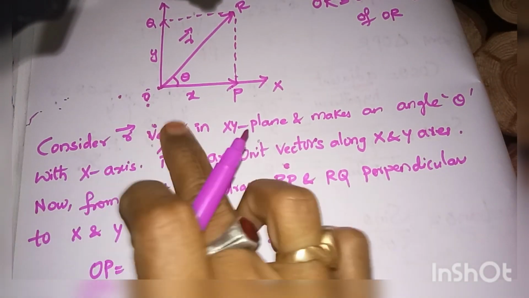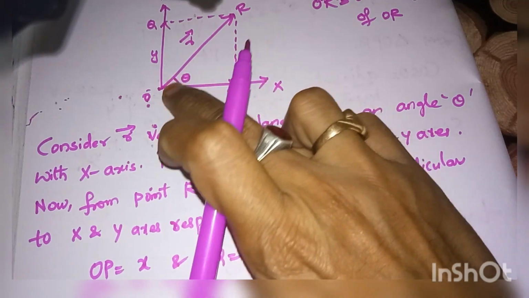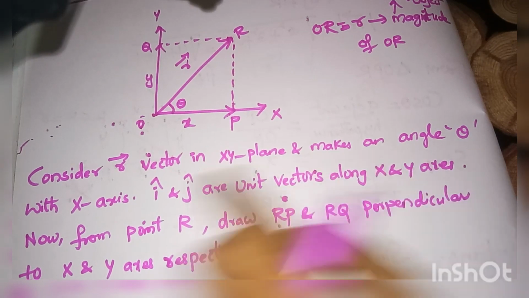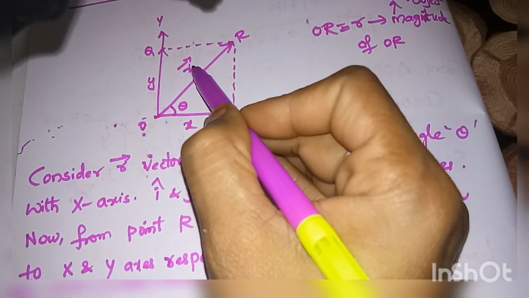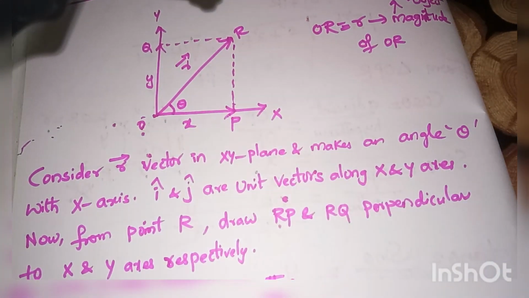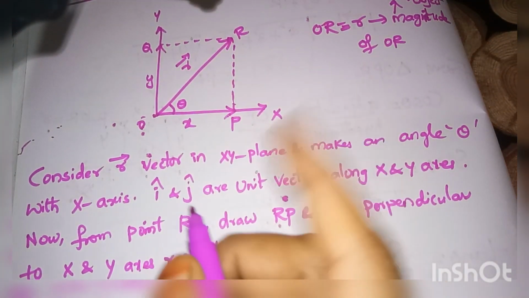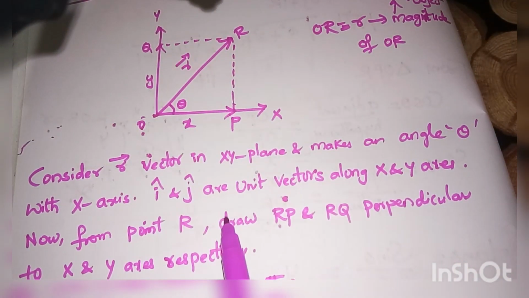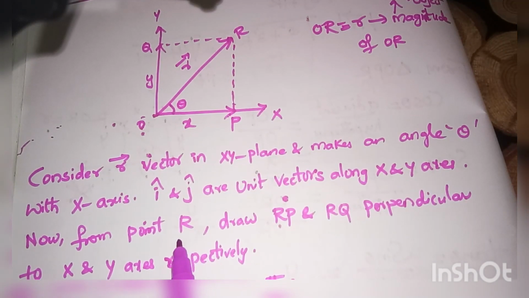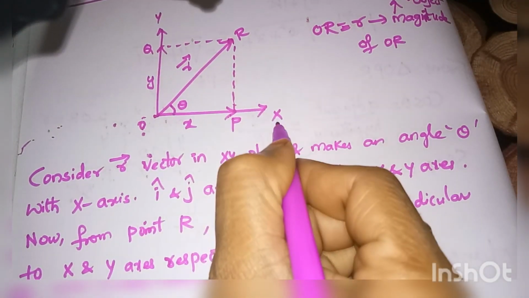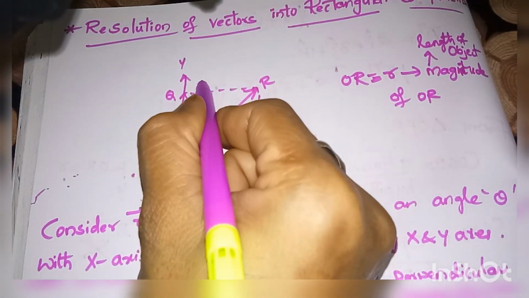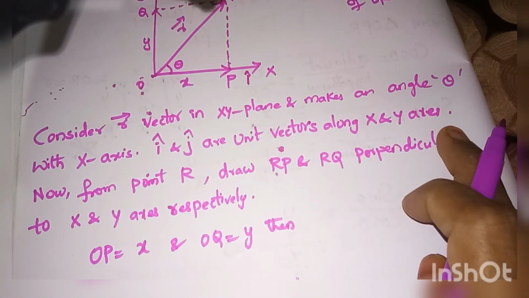So now consider r bar vector in xy plane. Here r bar vector in xy plane makes an angle theta with the x-axis. You know that for xy plane, for x-axis the unit vector is i cap, and for y-axis the unit vector is j cap. For z-axis the unit vector is k cap. We already discussed this in the previous class. So i cap, j cap are unit vectors along the xy axes.